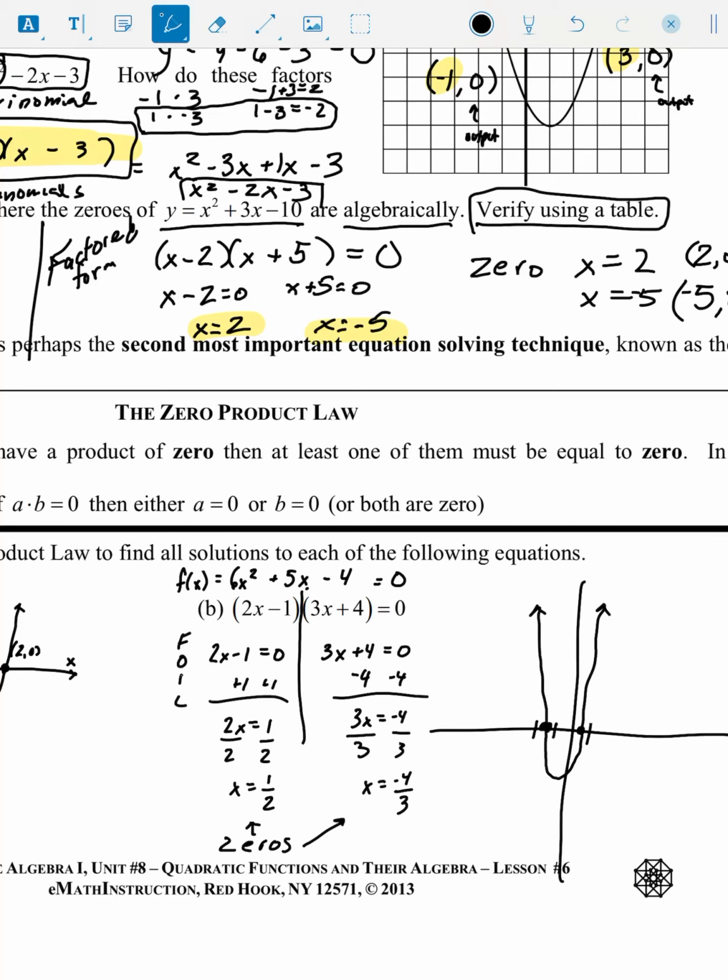But notice, all we're doing here is identifying our roots based on the binomial factors of the trinomial quadratic. And that's it.